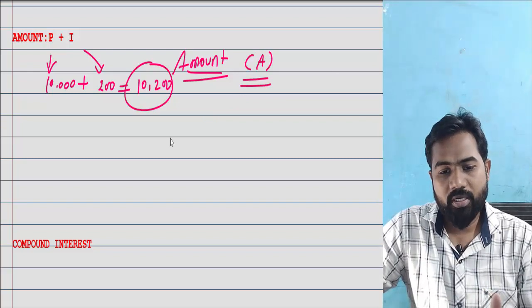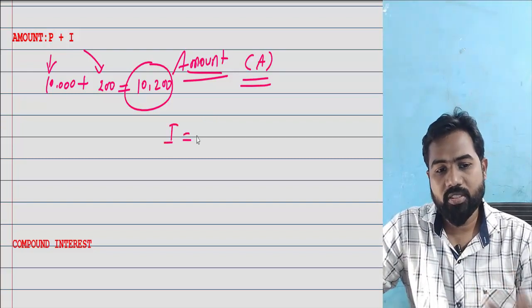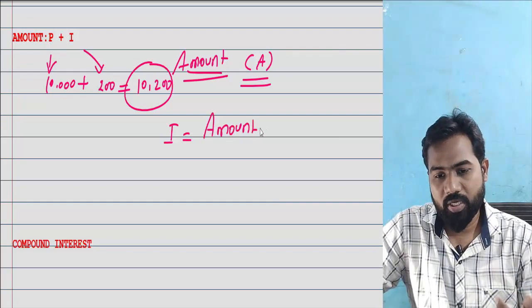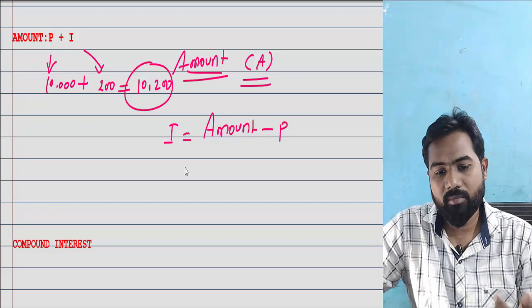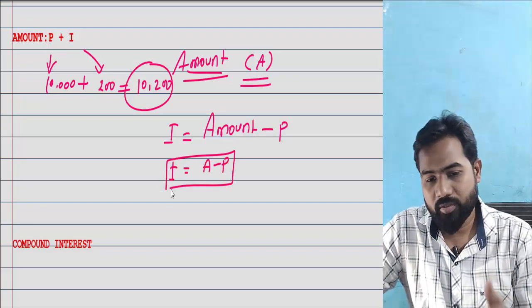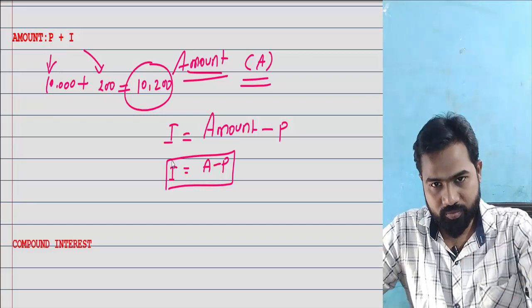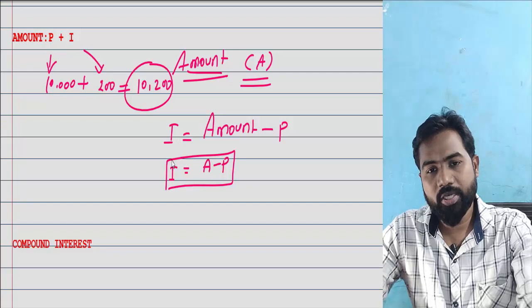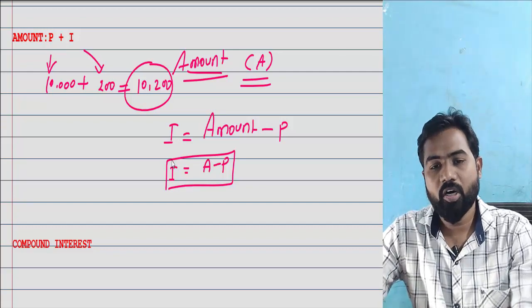So in general, what is the interest? If I say what is the interest exactly, interest means the amount paid by you. Also you can write amount paid by you minus principal amount, that is A minus P. Interest will be equal to A minus P. You can write also. That means you know the amount paid by you and you know the principal amount you have taken. So how much is the interest?